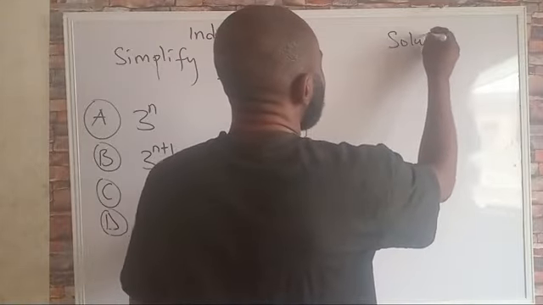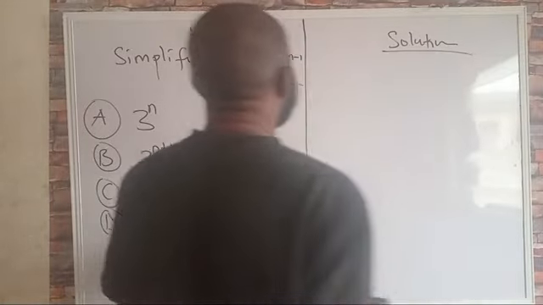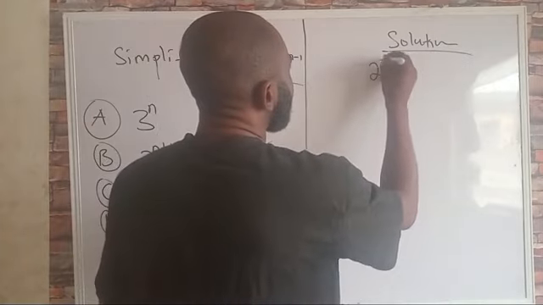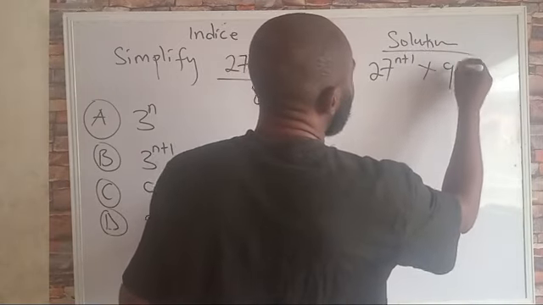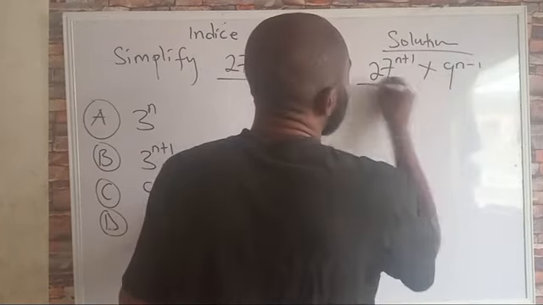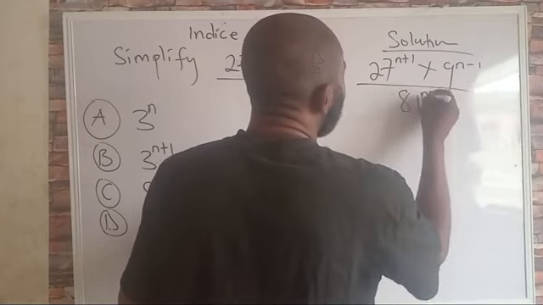Okay, so let's solve. So now you have 27 raised to the power of n plus 1 times 9 raised to the power of n minus 1 all over 81 raised to the power of n.